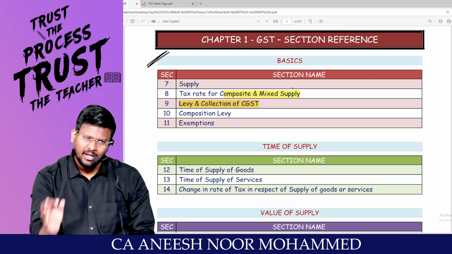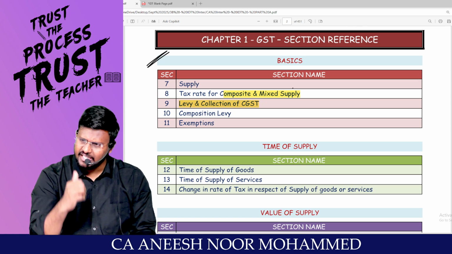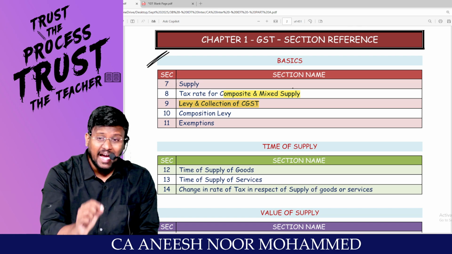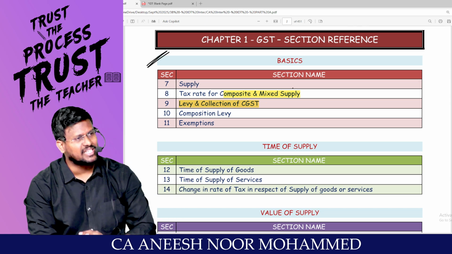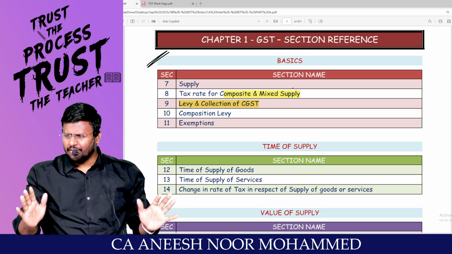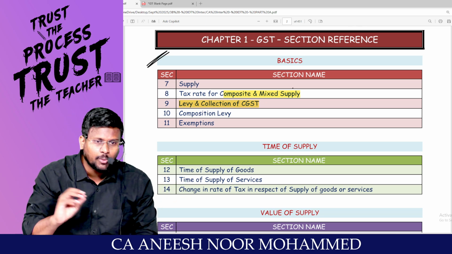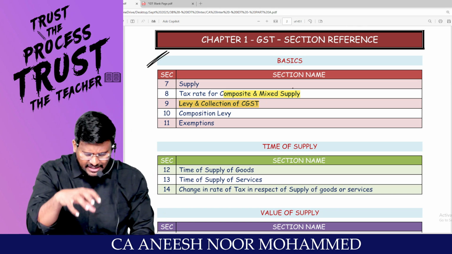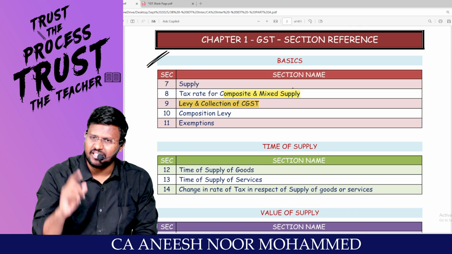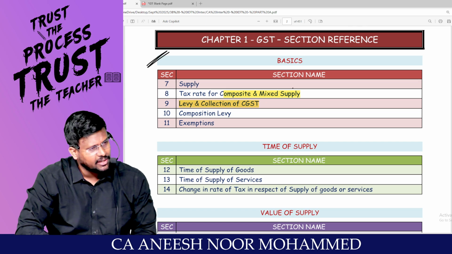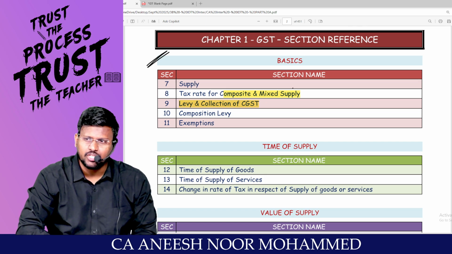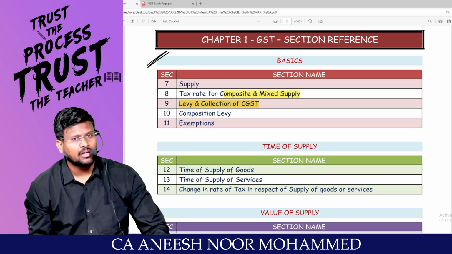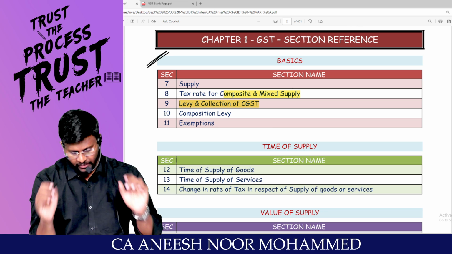Then section 11, exemption. Actually, an activity or transaction is a supply and you are liable to pay GST, either under the section 9 route or the section 10 route, as the case may be, but the government is saying that for the time being, it is exempt from GST. Don't pay the GST. It is exempted under section 11. These are the basics. This area is called basic. Section 7, supply. Section 8, tax rate for composite or mixed supply. Section 9, levy and collection of CGST. Section 10, composition levy. Section 11, exemption.